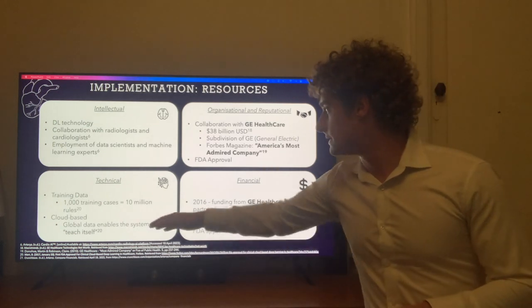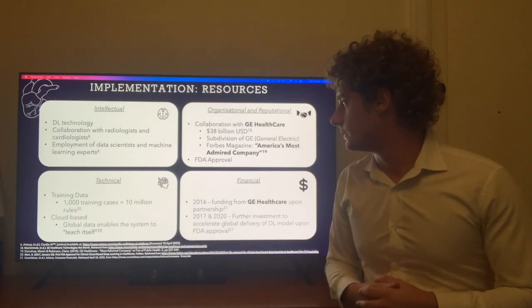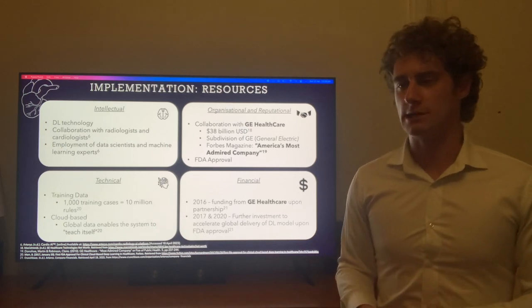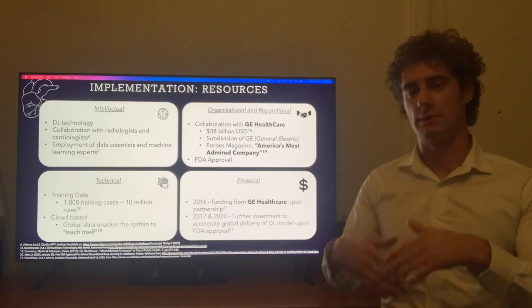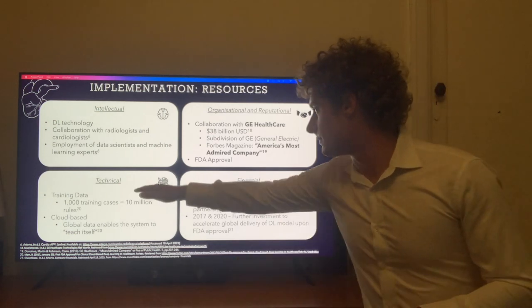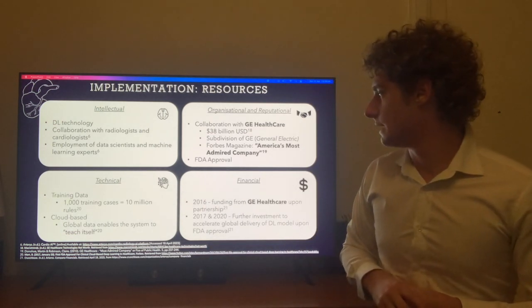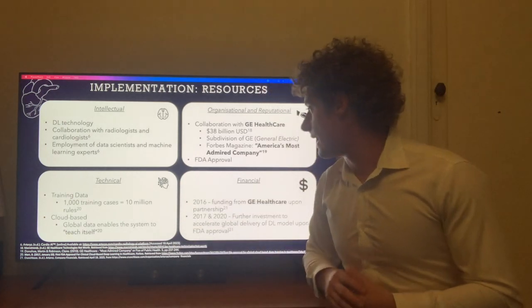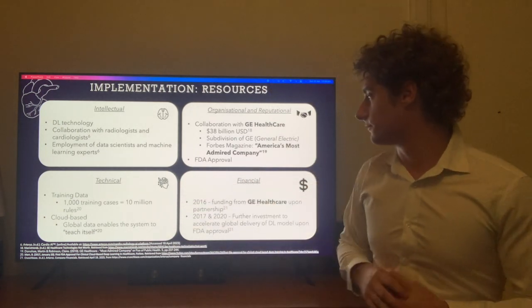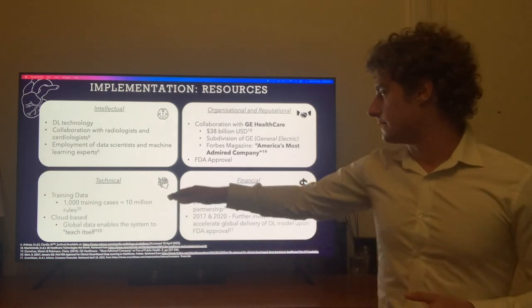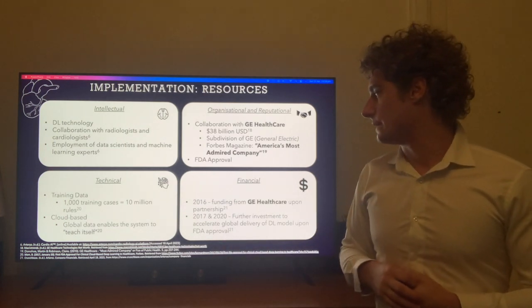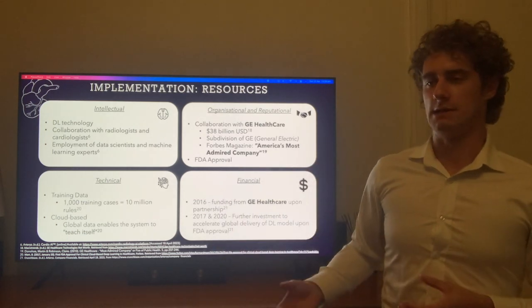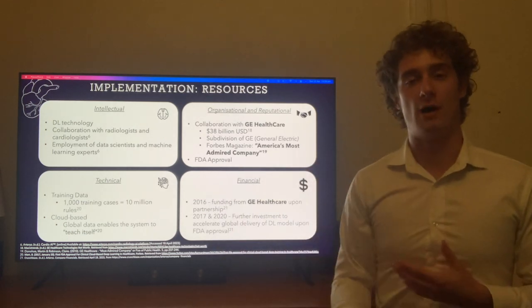If we move over to technical, we can see that initially there were concerns regarding the accuracy of the technology, whether it could be implemented, would it be accurate, would it be reliable. But initially they implemented 1,000 different training cases into the algorithm, therefore allowing it to interpret and synthesize 10 million different rules. And also the nature of the cloud-based technology enables the data from all around the world to be introduced to the algorithm for it then to be able to teach itself and become more accurate and reliable over time.